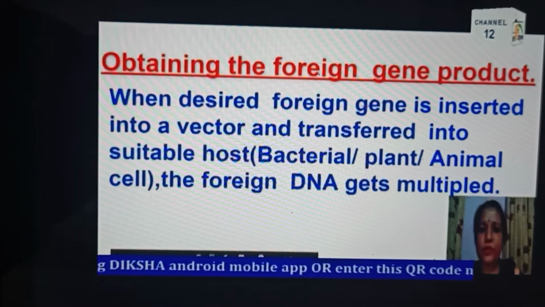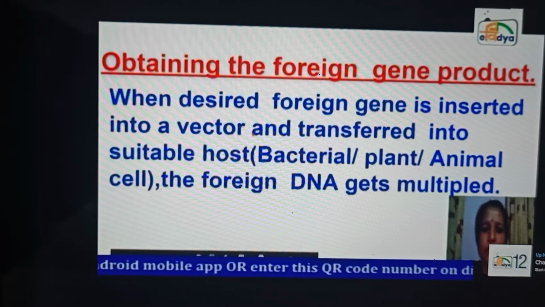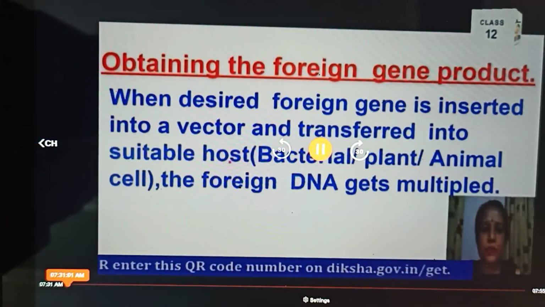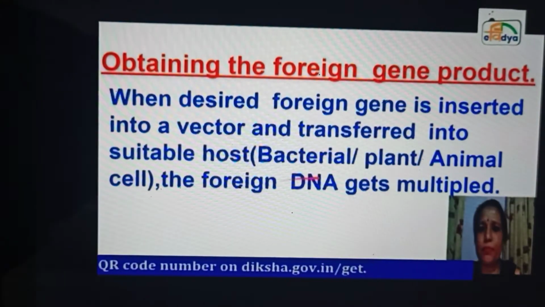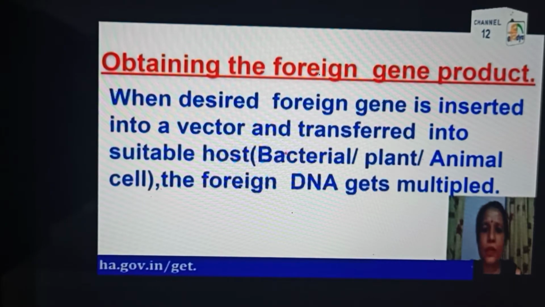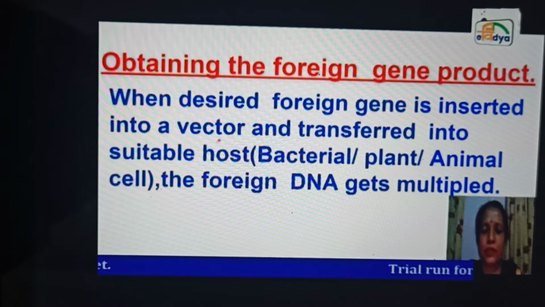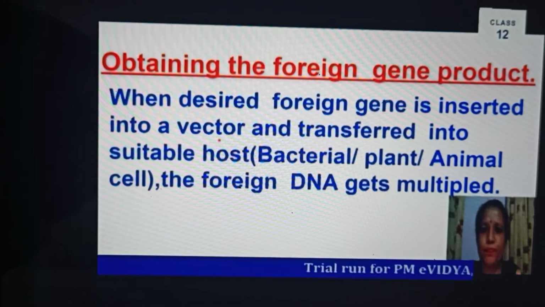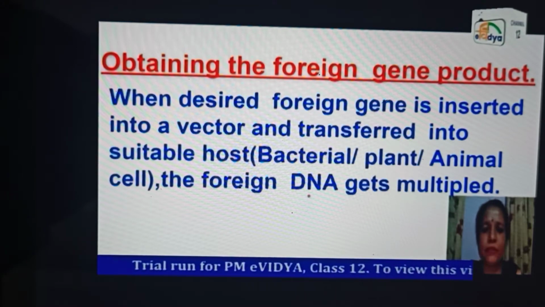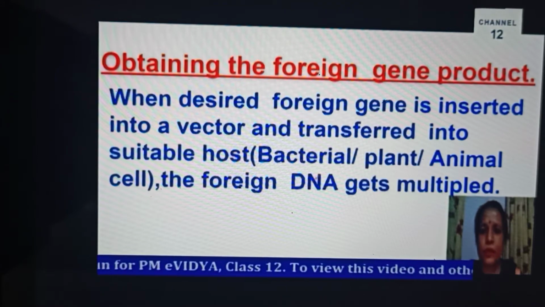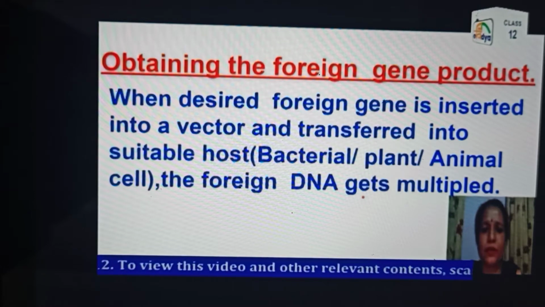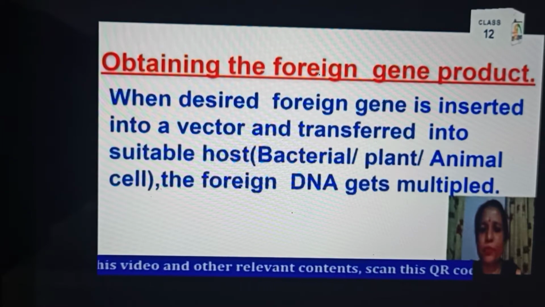When a desired foreign gene is inserted into a vector and transferred into a host, the foreign DNA gets multiplied. Now the DNA in the vector will replicate, it will transcribe, it will form messenger RNA, then it will translate to form the proteins. Proteins will give their expression. So, according to the central dogma, the expression of the proteins will be obtained.